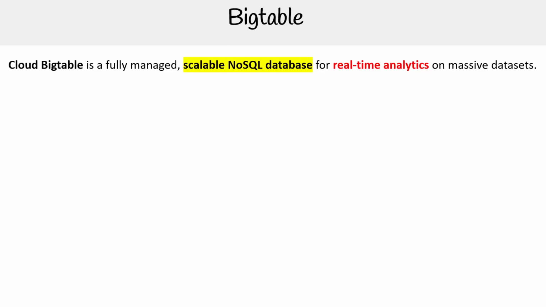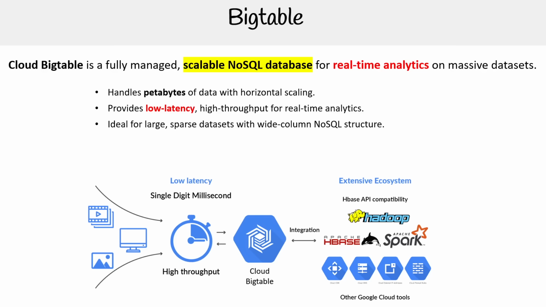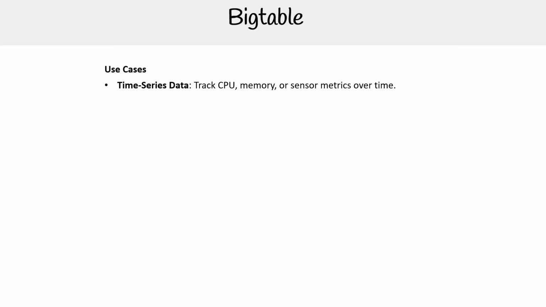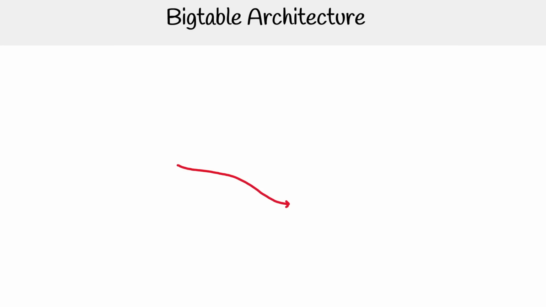Bigtable is a fully managed, scalable NoSQL database for real-time analytics on massive data sets. It handles petabytes of data with horizontal scaling, provides low latency, high throughput for real-time analytics. It's ideal for large, sparse data sets with wide column NoSQL structures, partitions data effectively across nodes for scalability, integrates seamlessly with Google Cloud Services and the Hadoop ecosystem. The use cases here would be time series data, marketing data, financial data, IoT data, graph data.